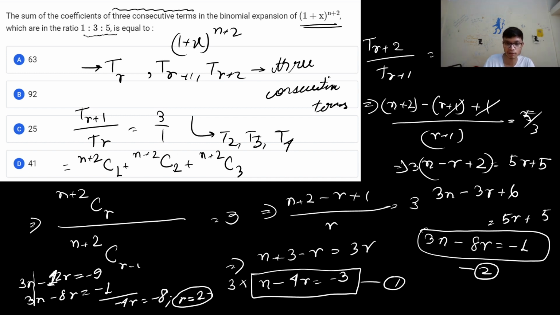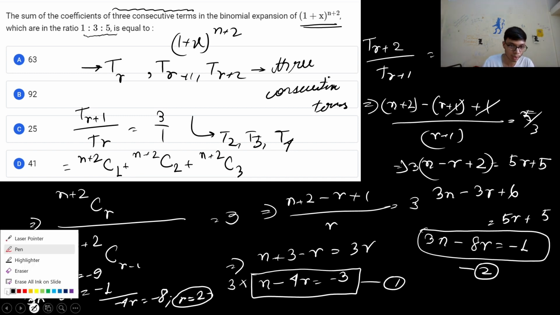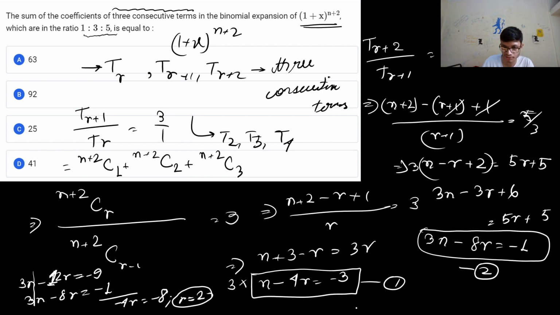सिमिलरली we will have to find for the value of n. सो मैं अगर r का वैल्यू 2 यहाँ पर पुट कर देता हूँ, इस पर्टिकुलर फर्स्ट इक्वेशन से, फ्रॉम हियर n minus 8 is equal to minus of 3. So from here I will get the value of n as 5. okay, so मुझे n का वैल्यू 5 मिल जाएगा.